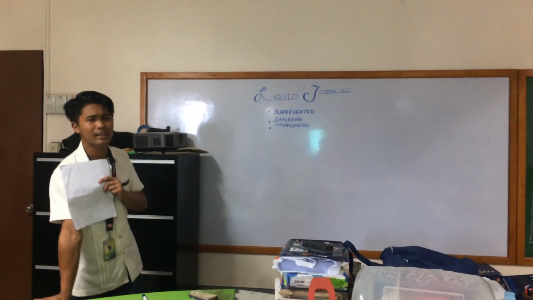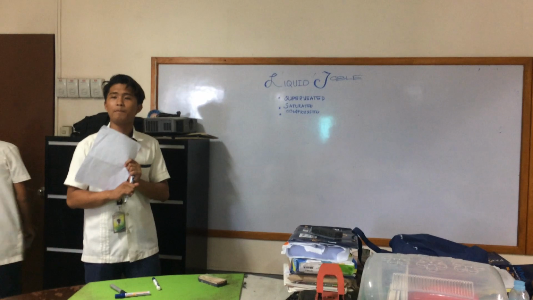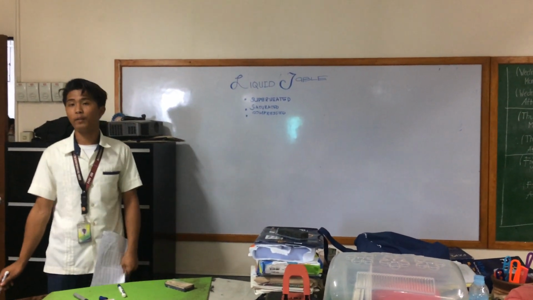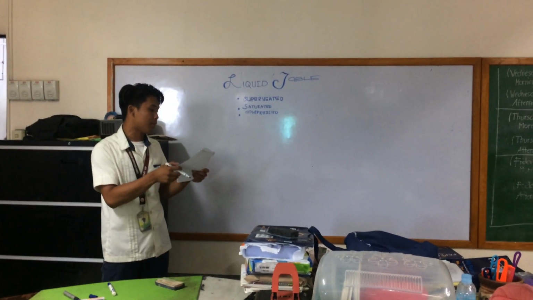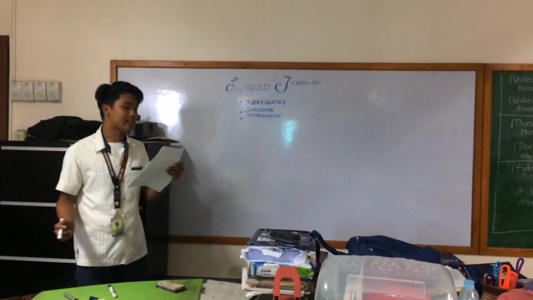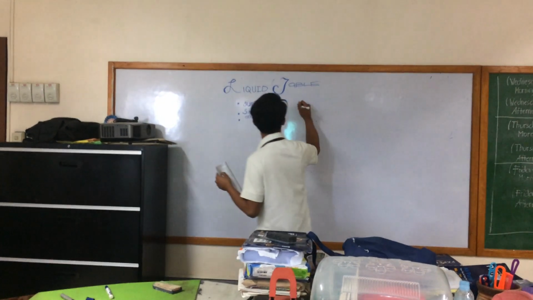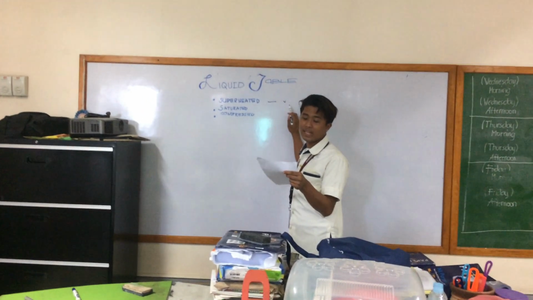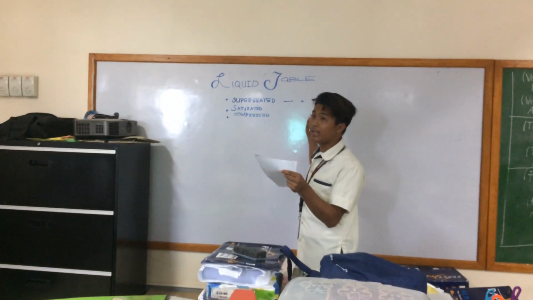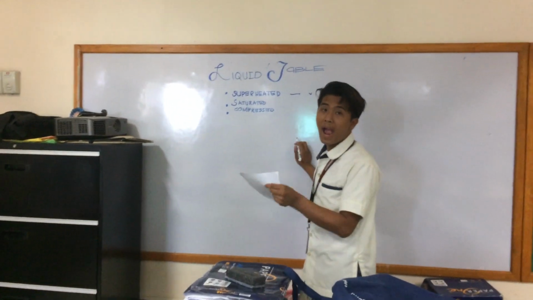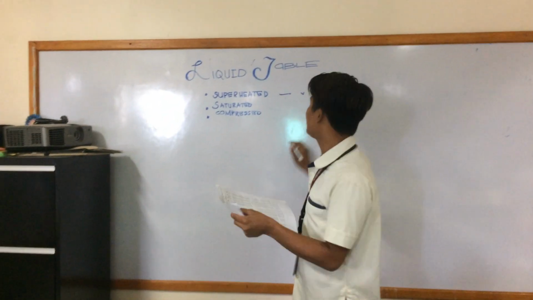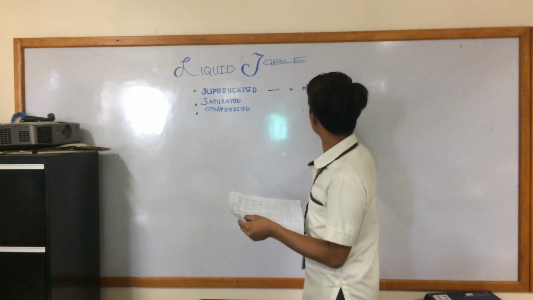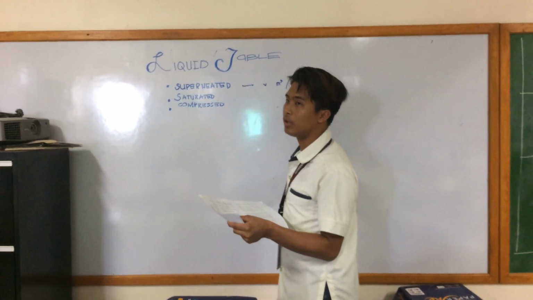I will discuss the units and the vital parts of these three kinds of liquid table. First, the superheated. As you can see on your table, there is a small v, which is the specific volume, and its unit is meter cubed per kilogram.